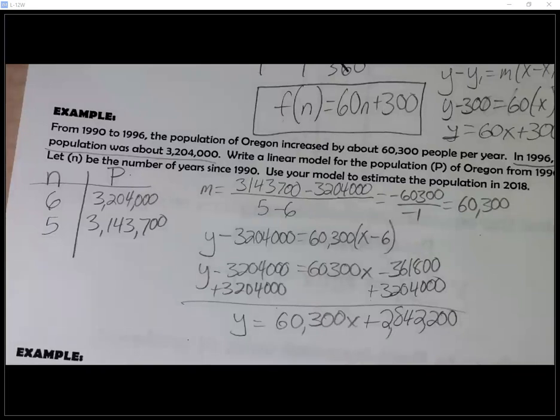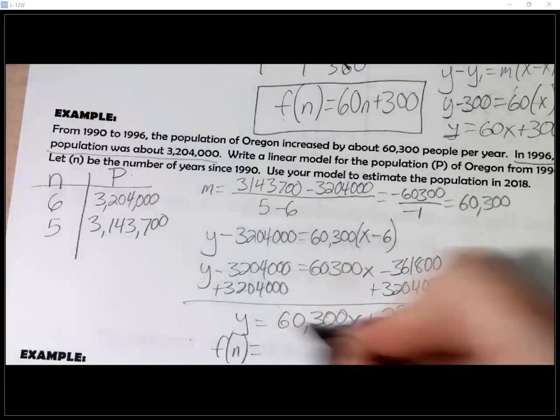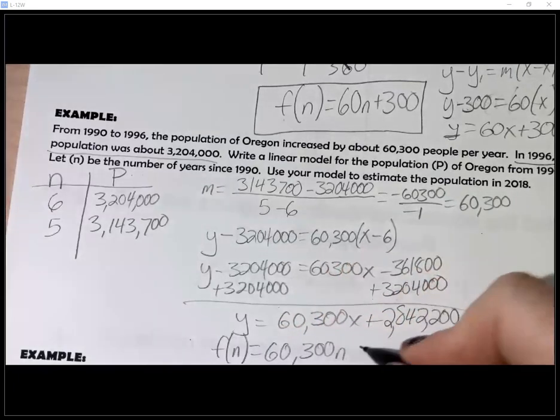So the next thing I have to do is rewrite this in function notation. Again, I always use X's and Y's. I should be using N's and P's, whatever. So I would just rewrite it as f of n equals 60,300 n plus 2,842,200.